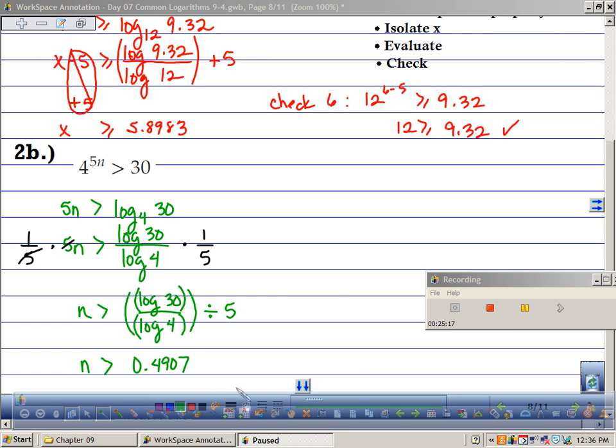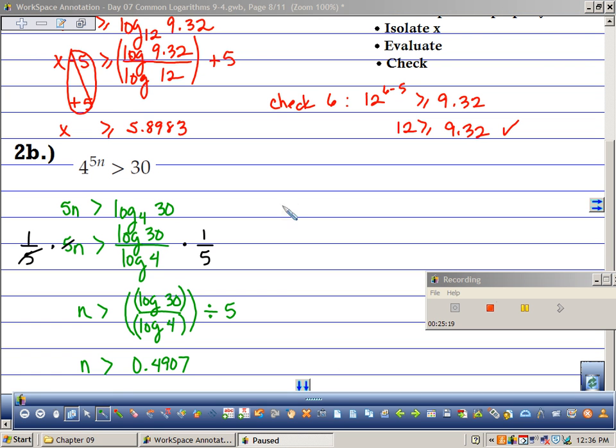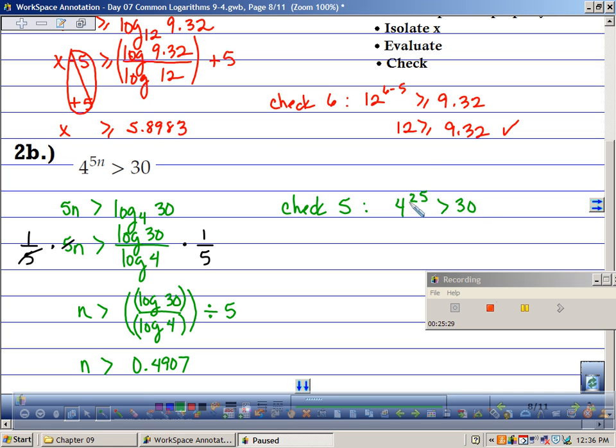Okay, check your answer. Did you get the right answer? Okay, let's check it. Checking 5 would be appropriate. If we check 5, you get 4 to the 25th is greater than 30. I'm pretty sure that 4 to the 25th is larger than 30, right? Without even putting it in a calculator. So it checks.